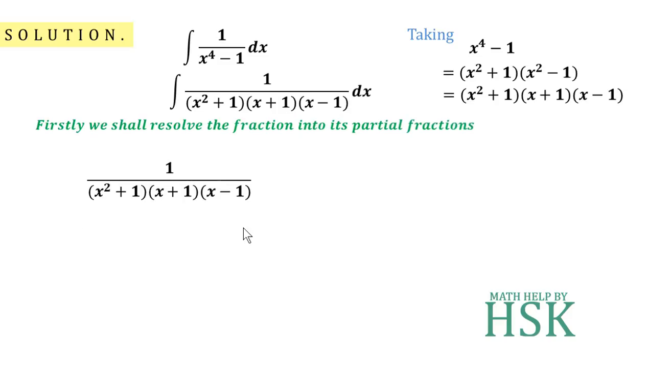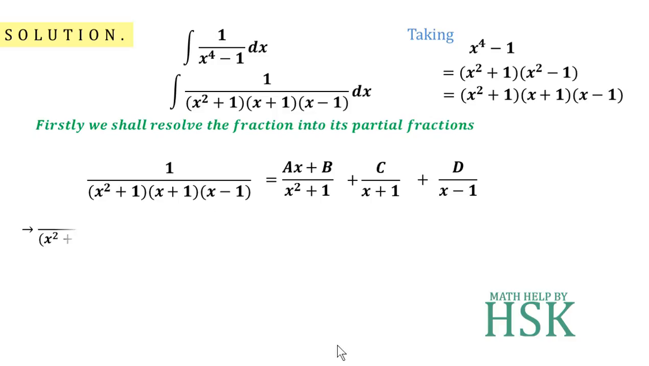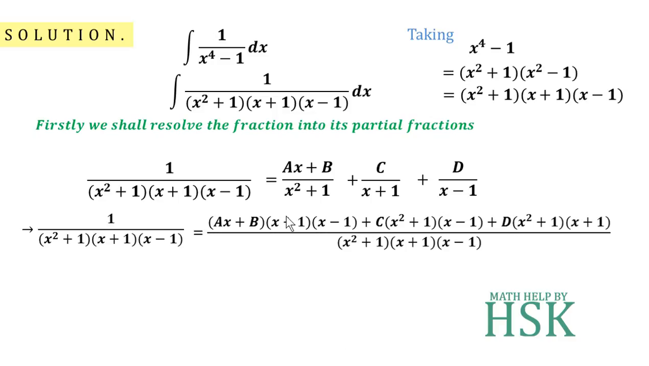So the partial fraction would be ax plus b upon x square plus 1, plus c upon x plus 1, plus d upon x minus 1. Here it was a quadratic expression, so I have written ax plus b, and here linear, so c and d. On taking LCM, I am going to get this huge term.